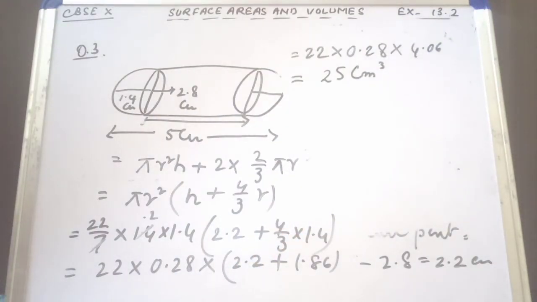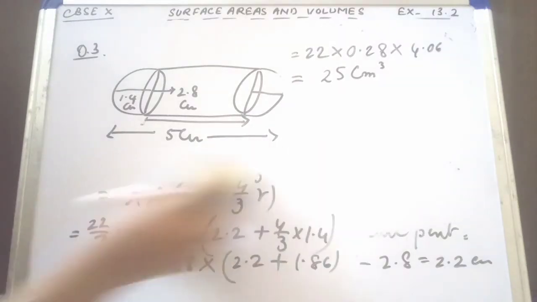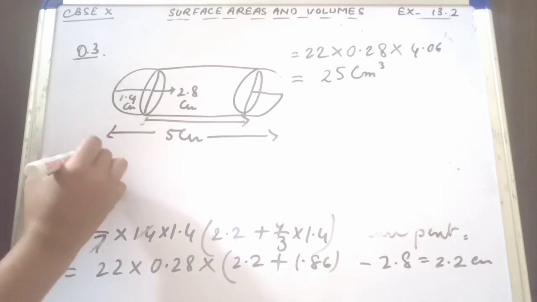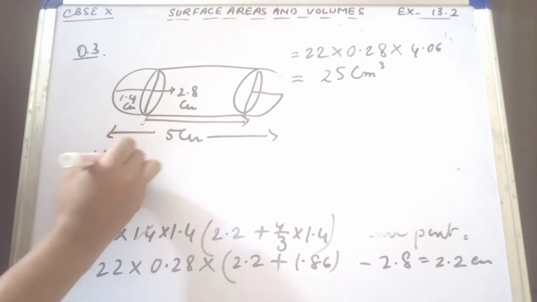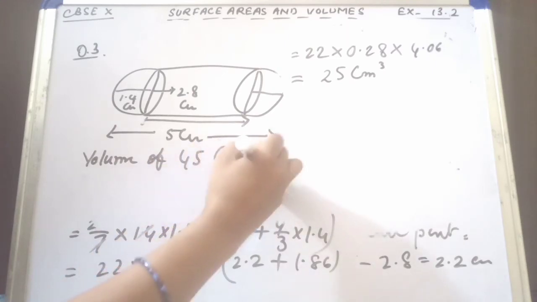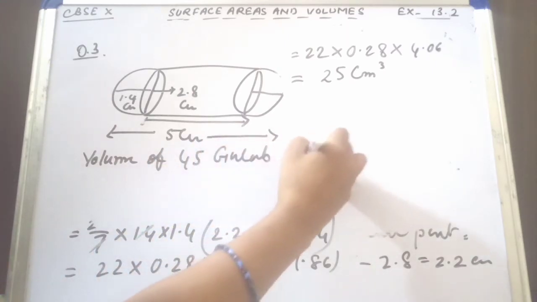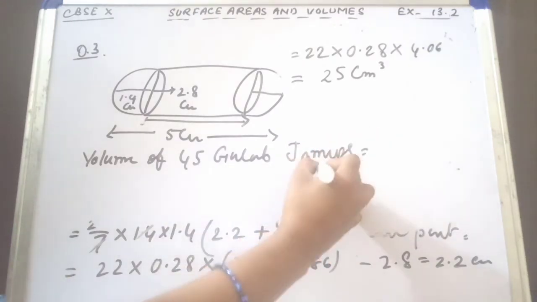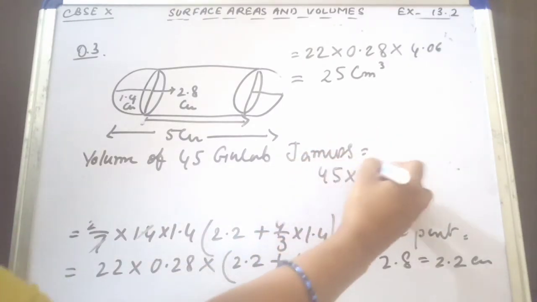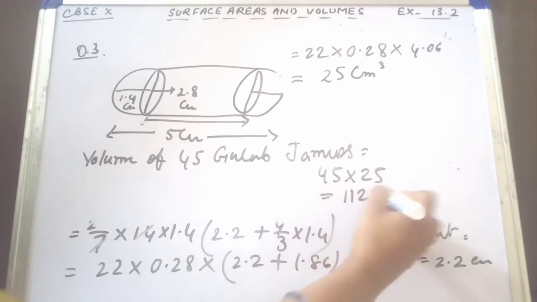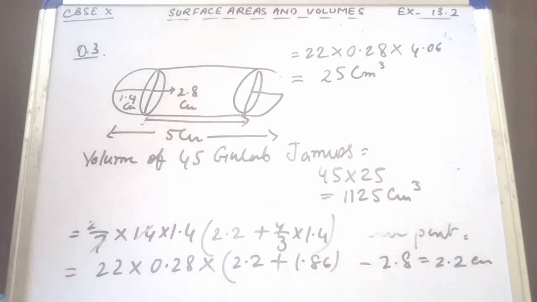Now volume of 45 gulab jamuns is equal to 45 into 25, that means 1125 centimeter cube.